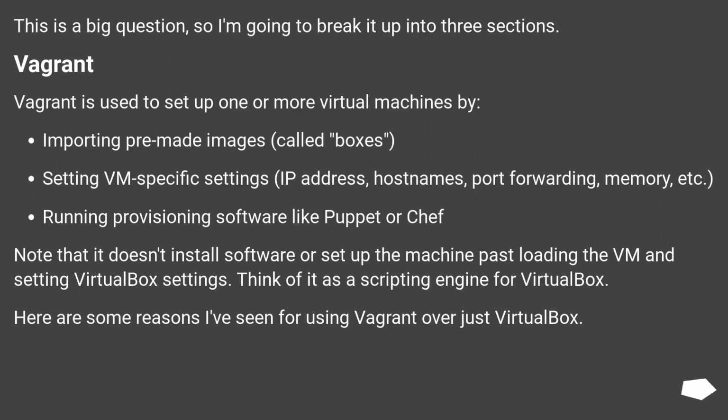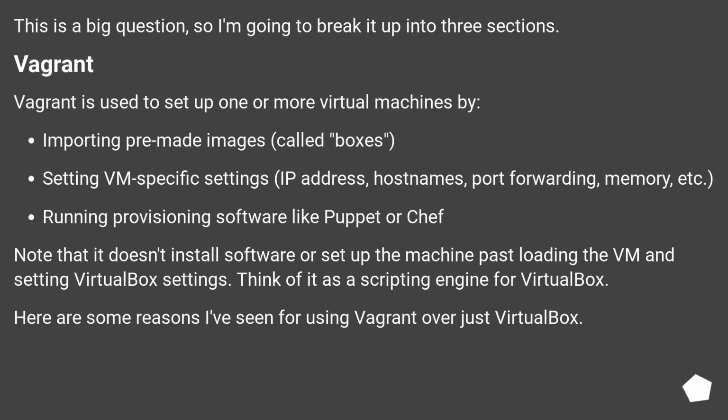This is a big question, so I'm going to break it up into 3 sections. Vagrant is used to set up one or more virtual machines by importing pre-made images, called boxes, setting VM-specific settings (IP address, host names, port forwarding, memory, etc.), and running provisioning software like Puppet or Chef. Note that it doesn't install software or set up the machine past loading the VM and setting VirtualBox settings. Think of it as a scripting engine for VirtualBox.